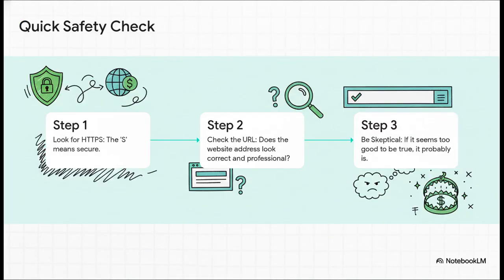Alex's story is funny, but in the real world of IT, this is super serious stuff. This is a core concept for your CompTIA Security Plus exam, knowing a safe site from a sketchy one. Here's a quick checklist. First, look for HTTPS. That little S at the end is everything. It means secure. Second, check the actual website address. Does it look weird or misspelled? And third, just be skeptical. If it sounds way too good to be true, it probably is.